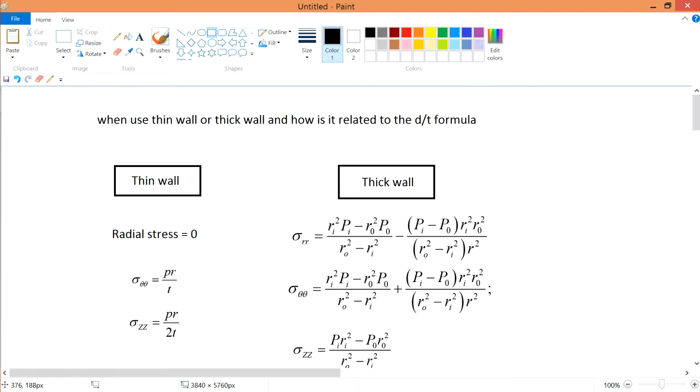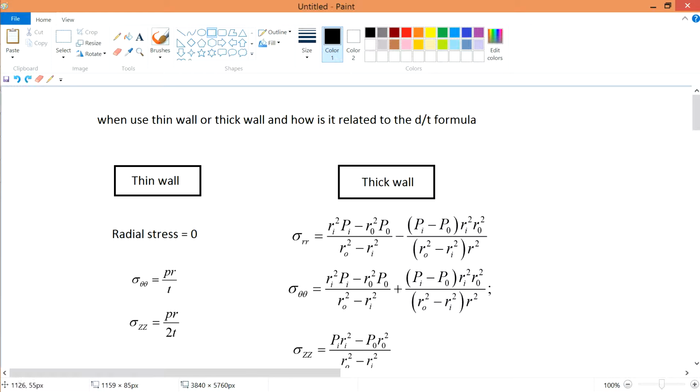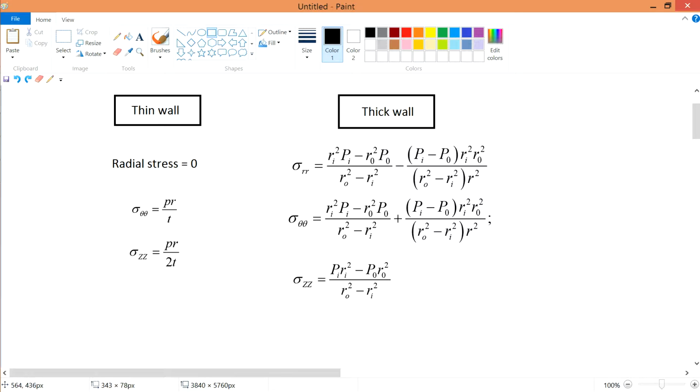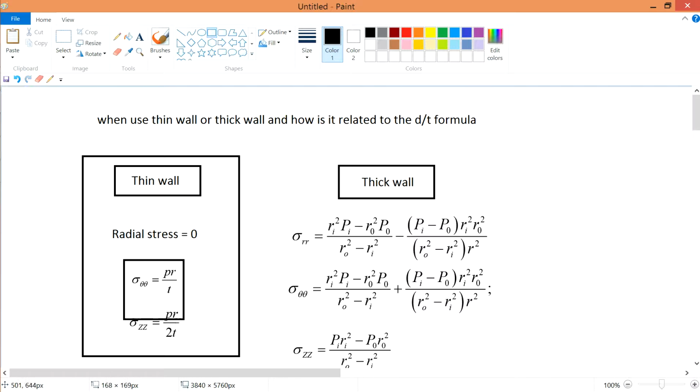Today we'll discuss the decision on why you use thin wall or thick wall, and how the d over t formula helps us differentiate between thin or thick wall. The reason we use thin wall is because the formula is really easy. If you can generalize all walls, whether thick or thin, we can use this. Good.